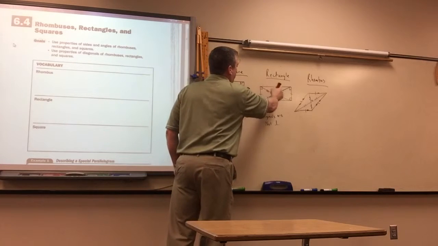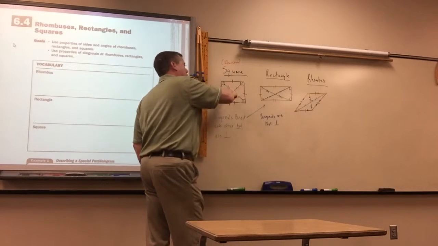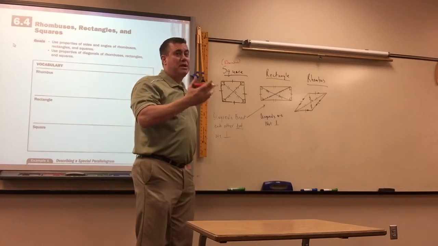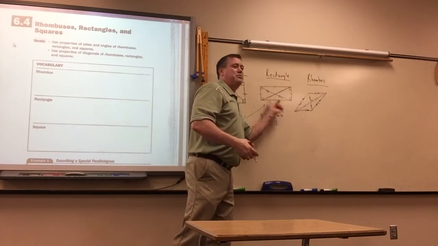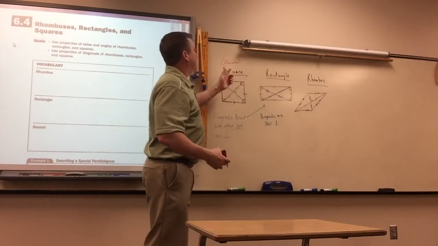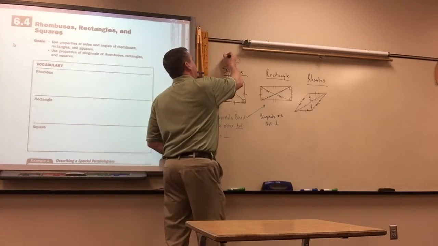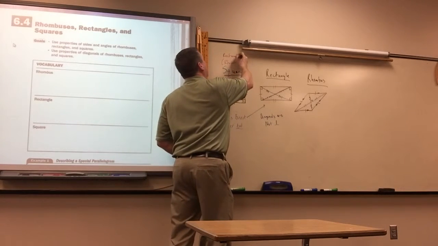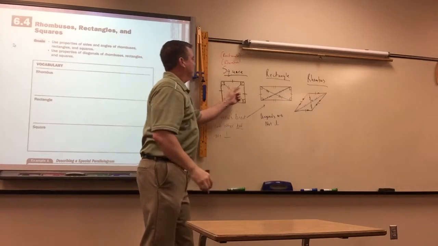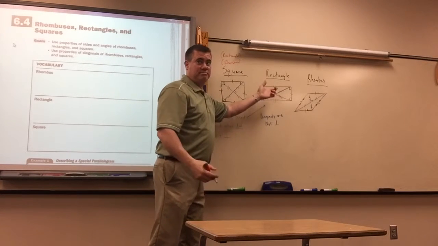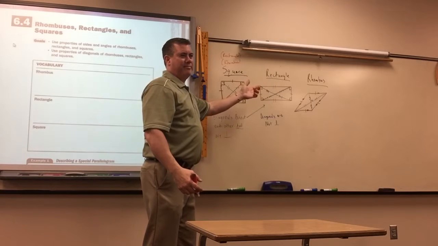Then a rectangle, if I had this one, could you call it a square? No, only sometimes, if all four sides were equal. But if you had a square, could you call it a rectangle? Yes, because everything true here is true in this, except diagonals are not perpendicular.